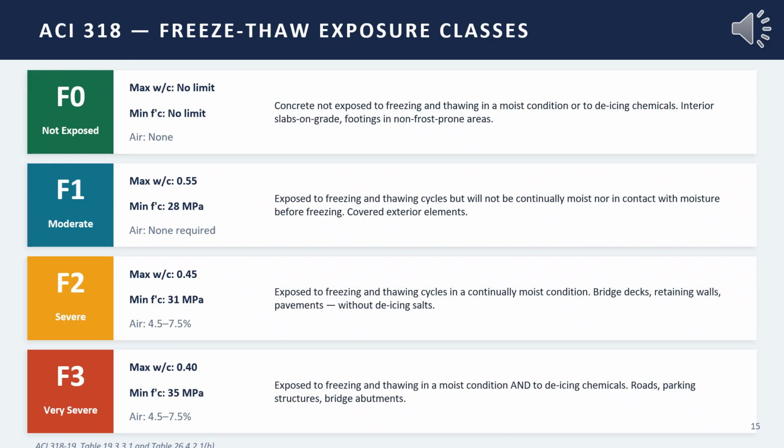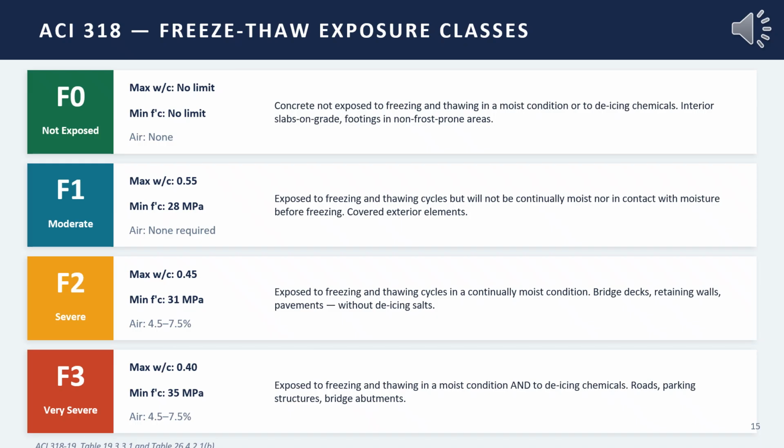F3 is the most severe: continuous freeze-thaw exposure plus de-icing chemicals. This is typical of road pavement, parking garage decks, and bridge abutments. Requirements are strict here. Water-cement ratio of 0.45, minimum 35 megapascals of strength, and the same air entrainment range of 4.5 to 7.5% applies here.